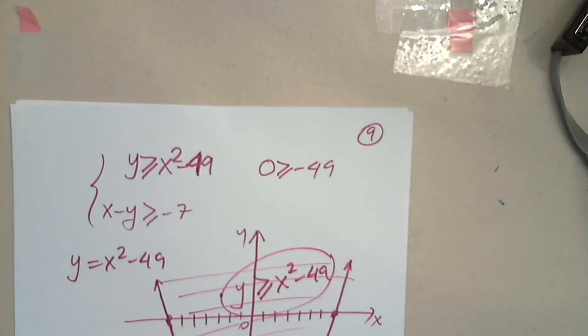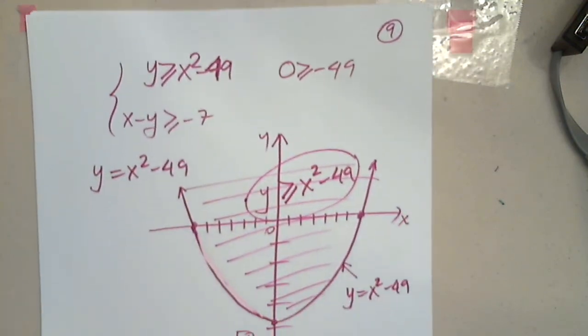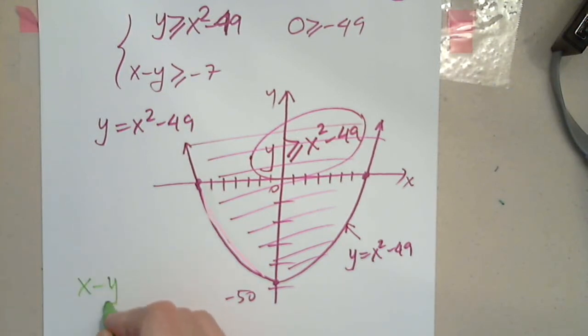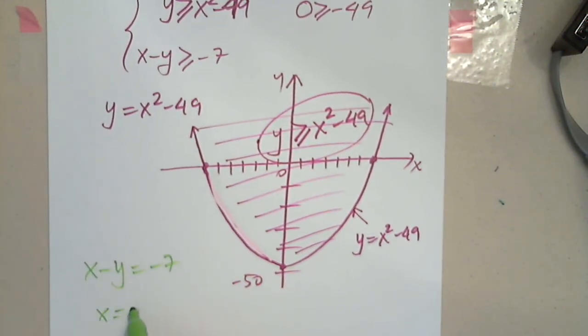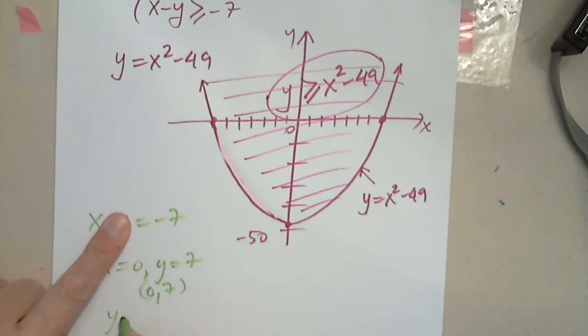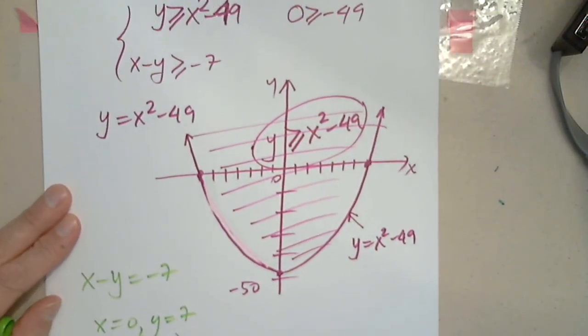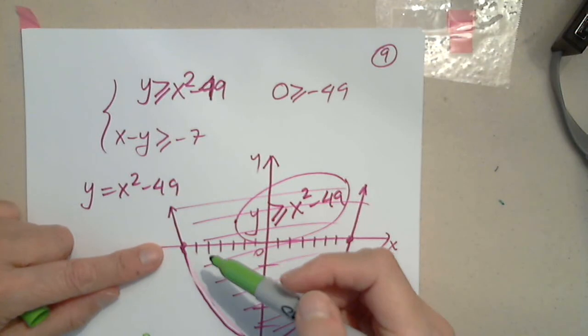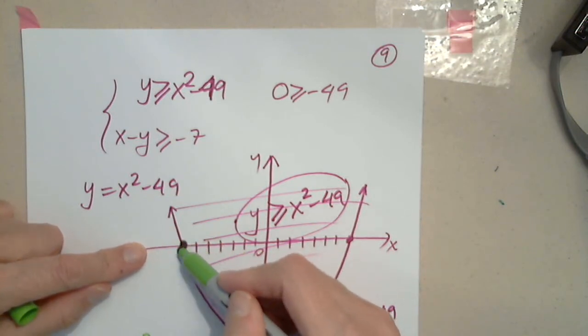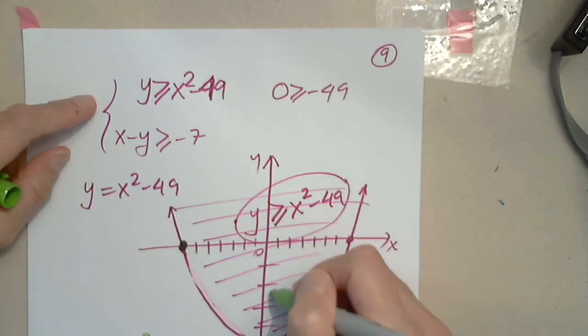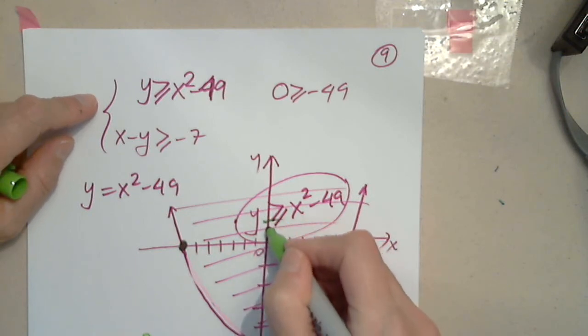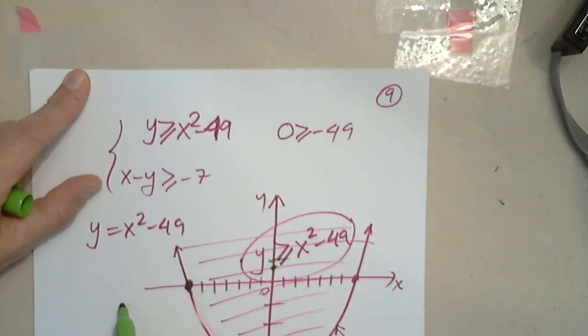Now I will repeat all steps for x minus y equals negative 7. So x minus y equals negative 7. When x is 0, y is 7. So 0, 7. When y is 0, x is negative 7. So negative 7, 0. So negative 7, 0 is here. And we said that's about 10, so 7 is here. Still a solid line.